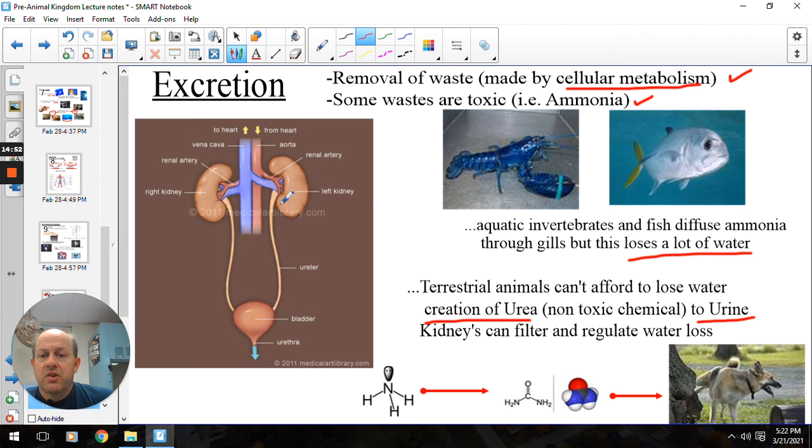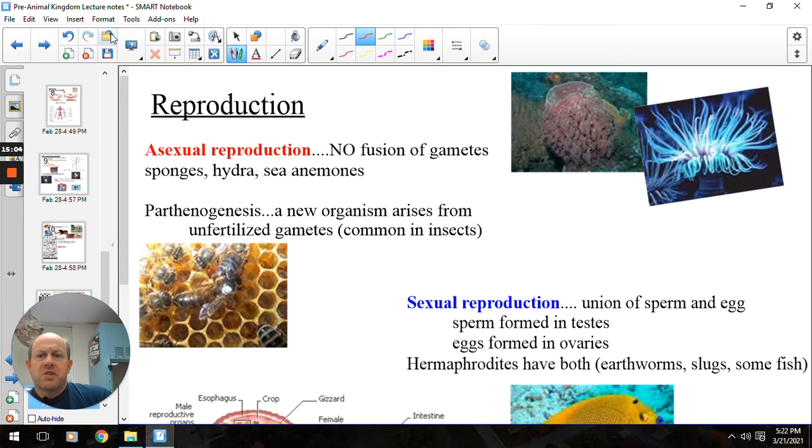And so this system of creating the urea and the urine that goes through the bladder and is expelled through the urethra, that's a much more efficient system to minimize water loss. So that is the excretory system.